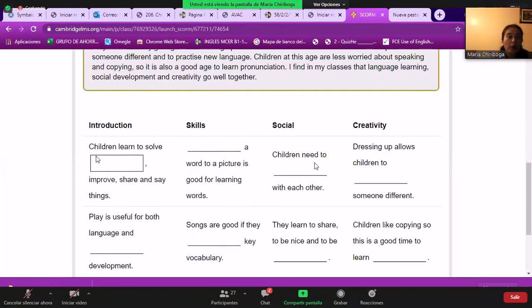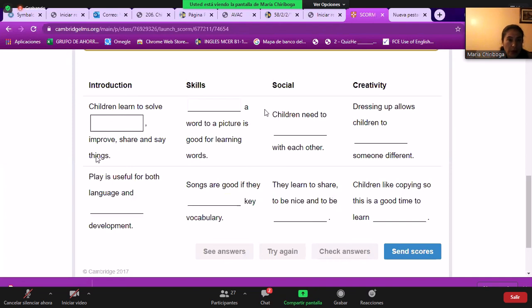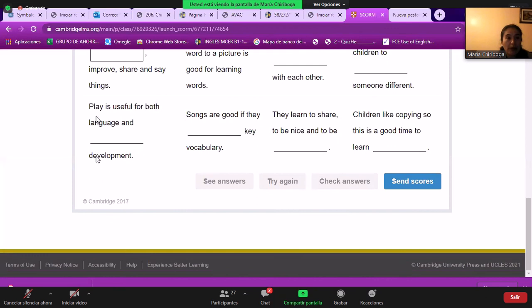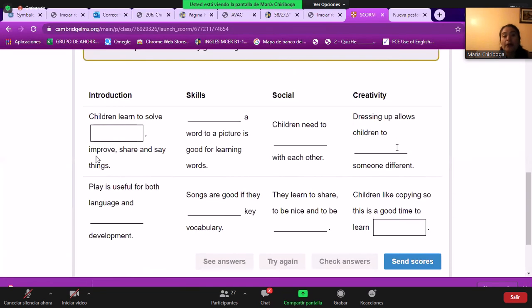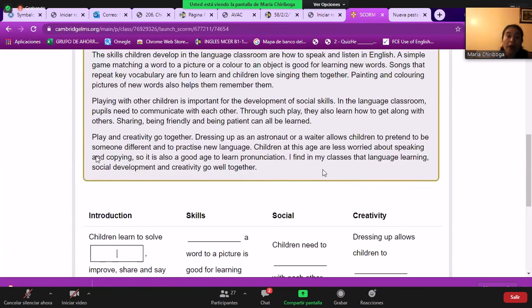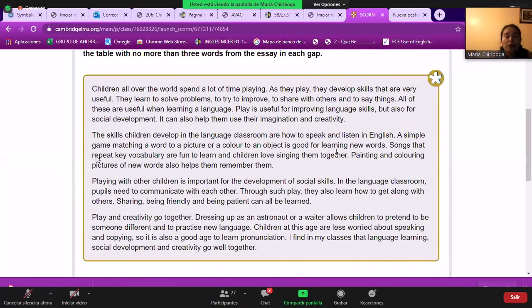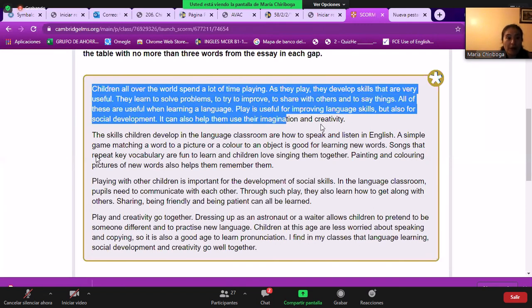Complete the main ideas in the table with no more than 3 words from the essay in each topic. So you have to complete here, no more than 3 words: skills, social, creativity. Play is useful for both language, and songs are good if they learn to share, to be nice. Children like copying, so this is a good time too. Obviously, to do this activity we have to read the information. I don't want to read, you have to read because you are learning, and I am going to start with Brian. Would you please read the first paragraph?